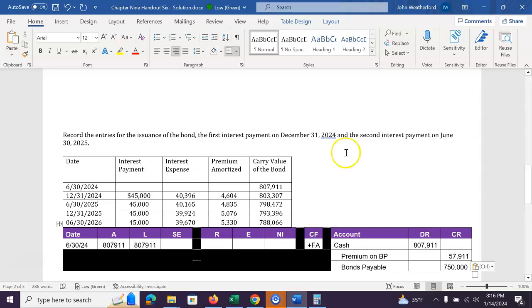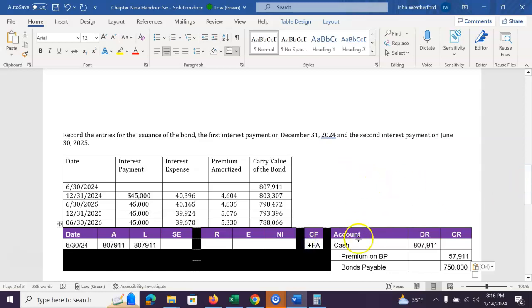$57,911. So assets increased by $807,911, and liabilities increased by $750,000, and also increased by the premium and the credit to bonds payable. So liabilities increased by $807,911, and that's cash coming in from a financing activity.